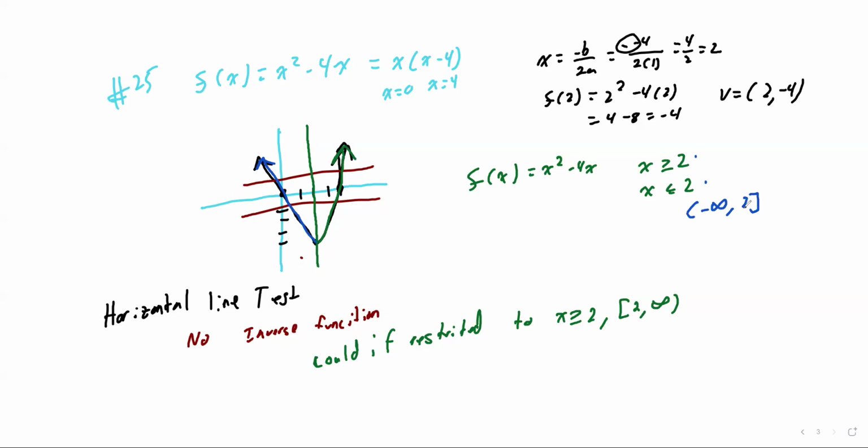All right, so just because it doesn't have an inverse function, we can restrict the domain, and therefore the inverse could be graphed. And we'll look at some of those here in a second. All right, let's look at the next one. So we'll look at number 29.